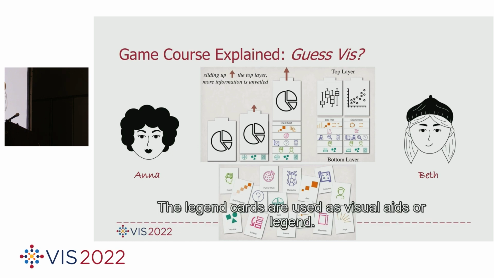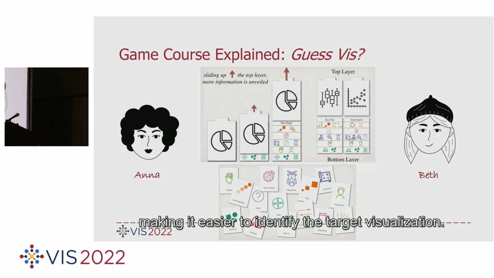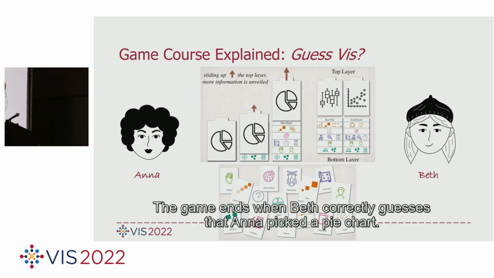The legend cards are used as visual aids or legend. The more questions are asked, the number of good candidate visualizations becomes smaller, making it easier to identify the target visualization. The game ends when Beth correctly guesses that Anna picked a pie chart.